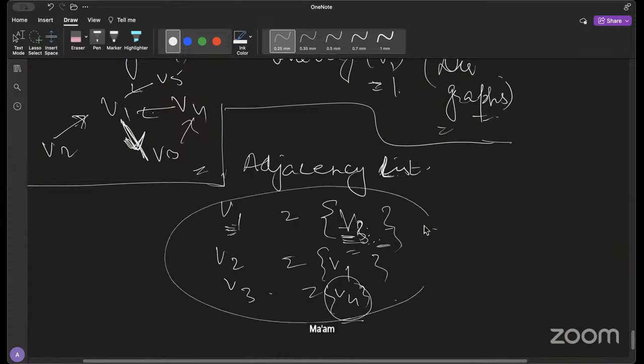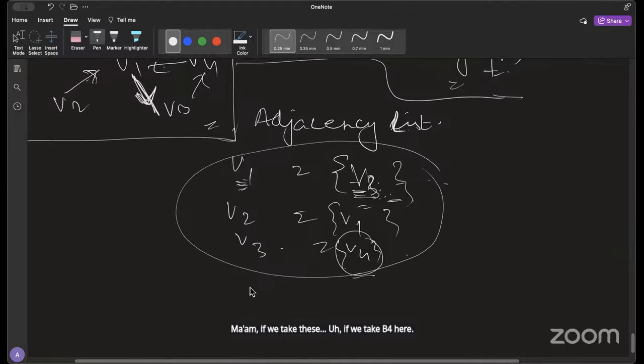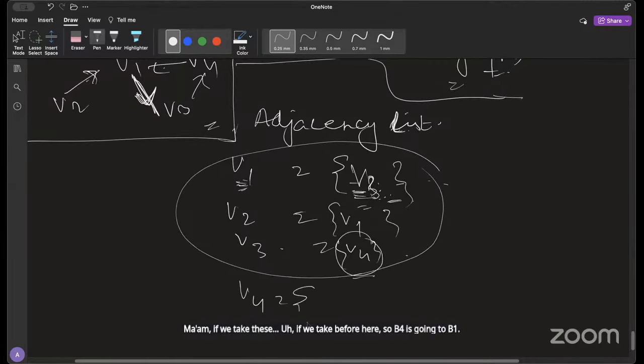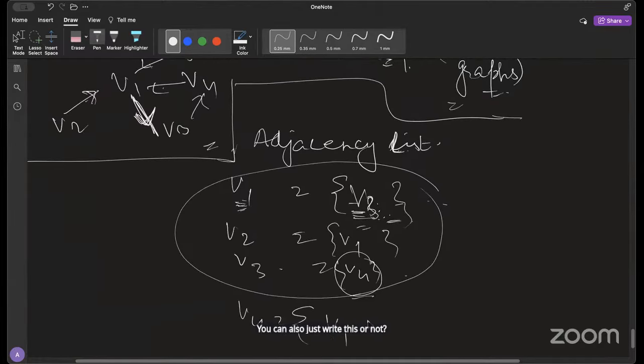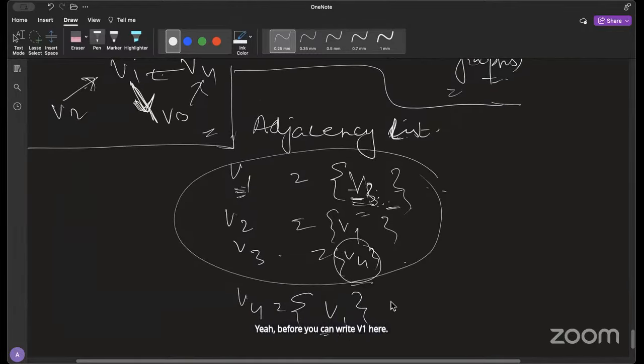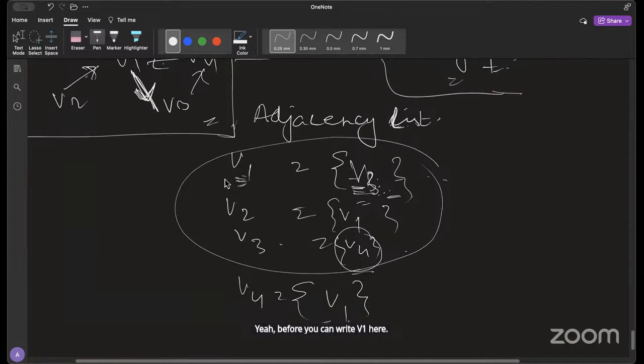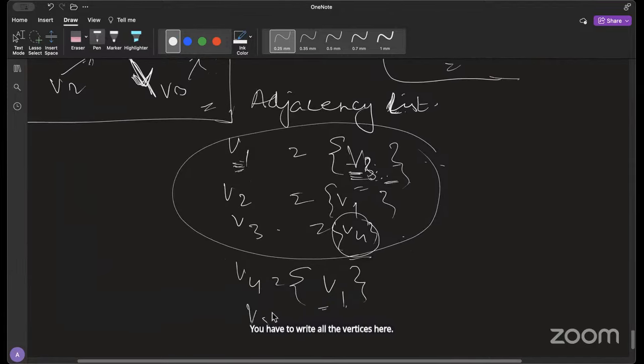Ma'am, this entire thing is called the adjacency list? If we take V4 here, V4 is going to V1. Can you also write this or not? Yeah, for V4 you can write V1 here. Okay, got it. You have to write all the vertices here. That entire collection is what you call an adjacency list.